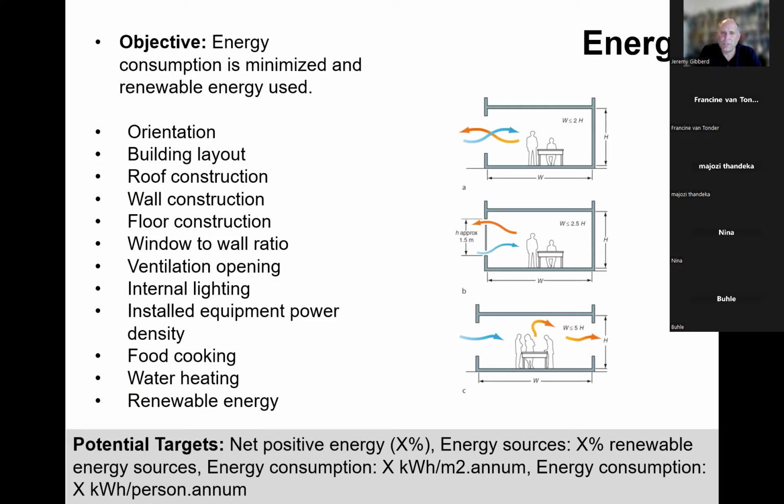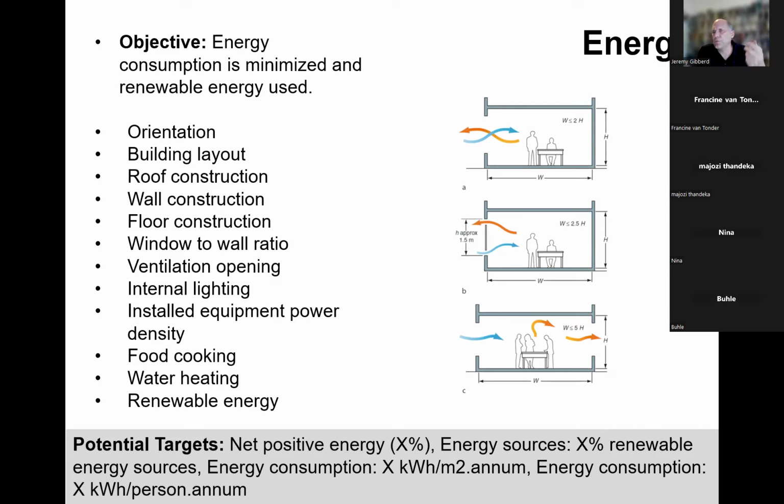So we talked about net positive energy. If you produce 10% more energy than you need, your target would be net positive energy of 10%, for example. If your energy consumption is all from renewable energy sources on site, you would have 100% renewable energy sources. Hopefully a lot of you know about 10400XA and what the targets are, the minimum requirements for building regulations by law, in kilowatt hours per meter squared per annum. Again, you can show that you've exceeded that by however much.